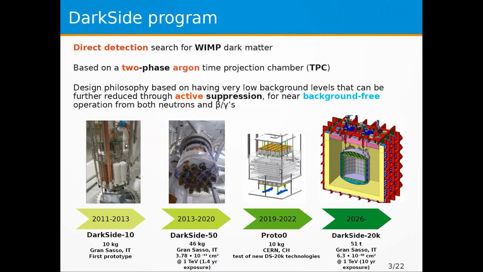All of the detectors that were built share a common design, which is a two-phase argon time projection chamber, the TPC. The goal is to have really low background, almost background free, and free from interactions like neutrons, betas, gammas.